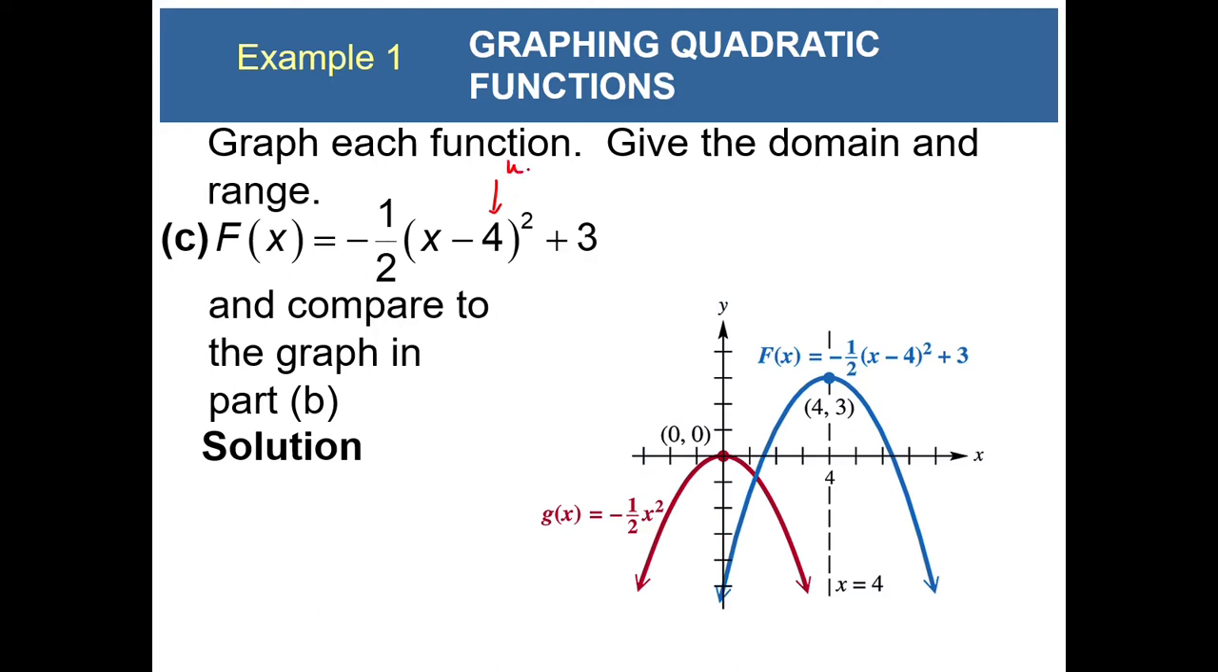Notice that this is our h and this is our k. So the vertex of our parabola is going to be the point 4, 3. So in this case, h is 4 and k is 3, so that's our vertex. We know there's a negative in front of our graph, so it's going to flip it upside down. And you can see here we have plotted negative 1/2 x squared, and we have shifted it to the right 4 and up 3 to our new vertex.